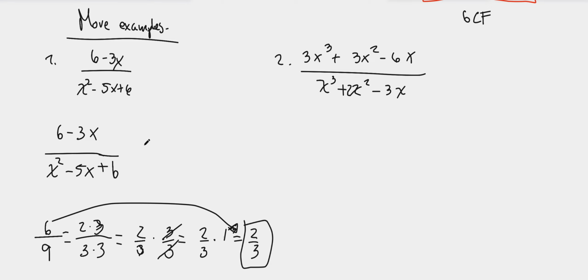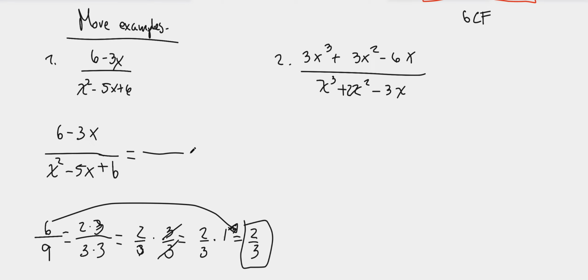Well, we're going to do pretty much the same thing here. We're going to factor this out, and then we're going to make it in the simplest form. We're trying to see what factors will cancel each other out.